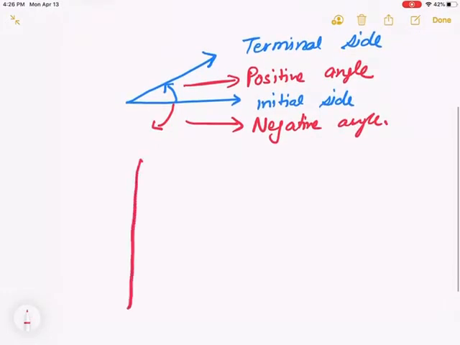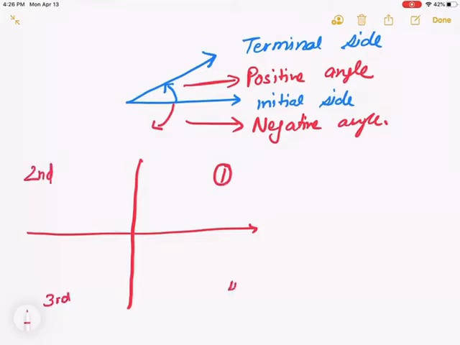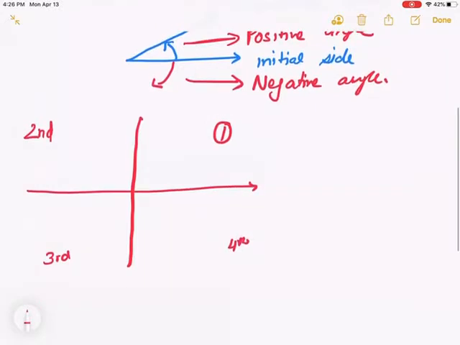Normally, when we talk about trigonometry and angles, we have 4 different quadrants. So this is the first quadrant, second quadrant, third quadrant, fourth quadrant. When I say first quadrant, it means the range for the first quadrant is from 0 to 90 degrees. Second goes from 90 to 180. Third one, 180 to 270. And the fourth one, the last one, starts from 270 and goes all the way to 360.